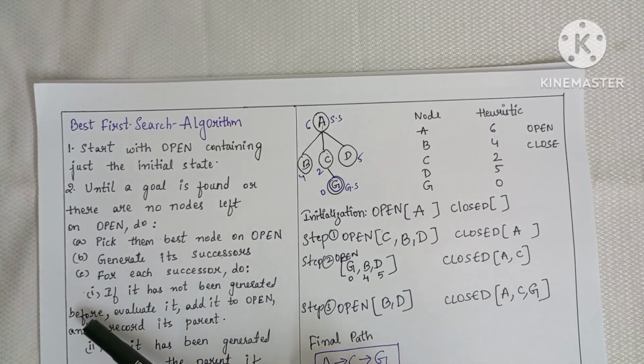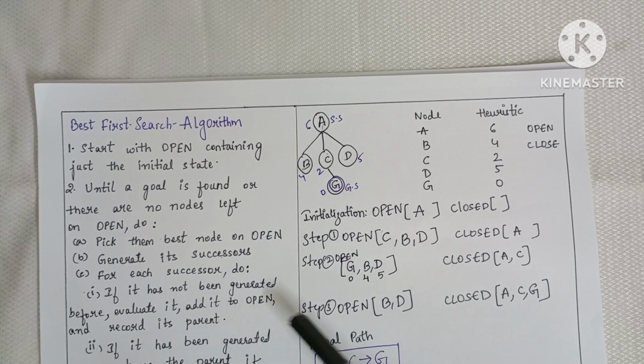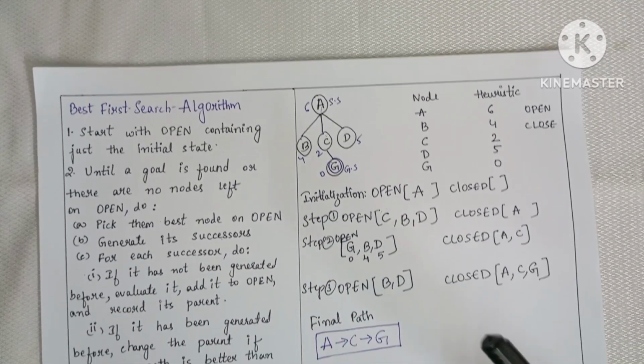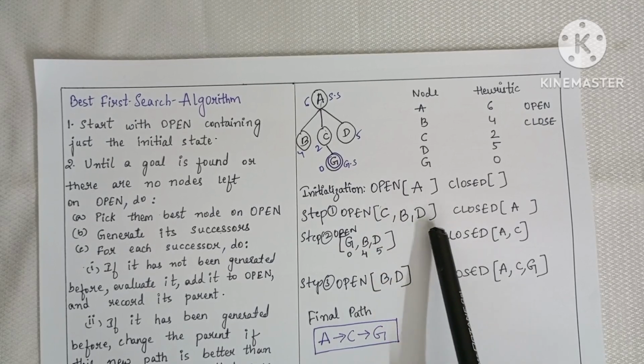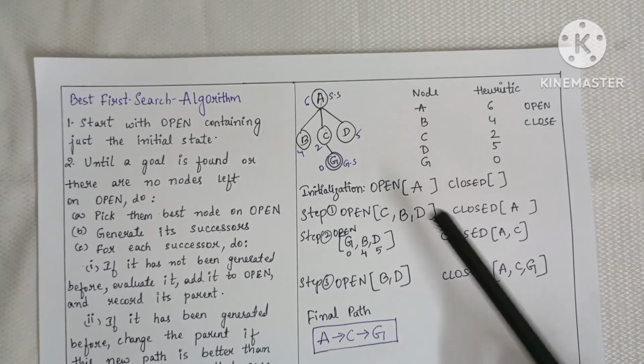And then for each successor, if it has not been generated before, evaluate it and add it to open. Generate its successors. For each successor, do the following. If it has not been generated before, evaluate it. So we are evaluating its heuristic value, adding it to the open list and recording its parent. The parent of these three nodes is A. We have already recorded it.